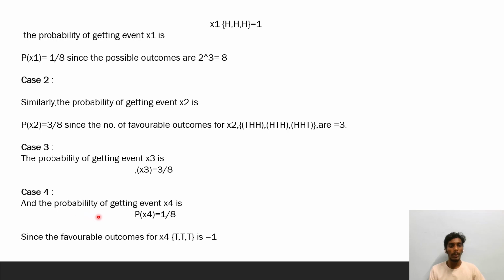In case 4, the probability of getting event x4, getting three tails from tossing three coins, is equal to 1 by 8, since the favorable outcome of event x4, getting three tails in one toss, is equal to 1.